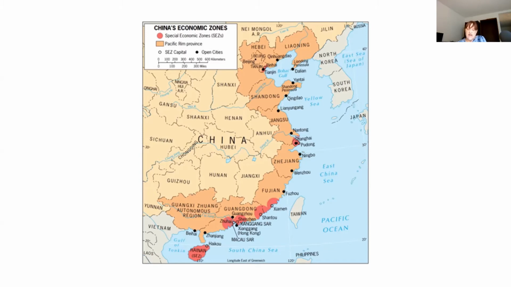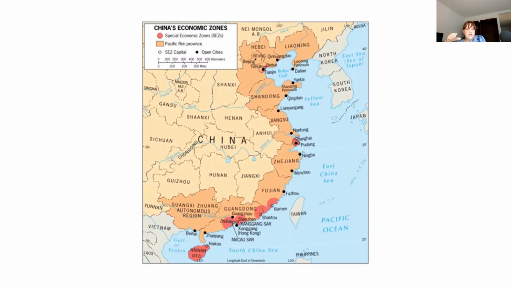The investors get tax breaks, land leases. They have easy import and export regulations. So companies are coming in and working on Chinese soil in these zones, but not in the mainland. It's brought so much money and investment into China, though.